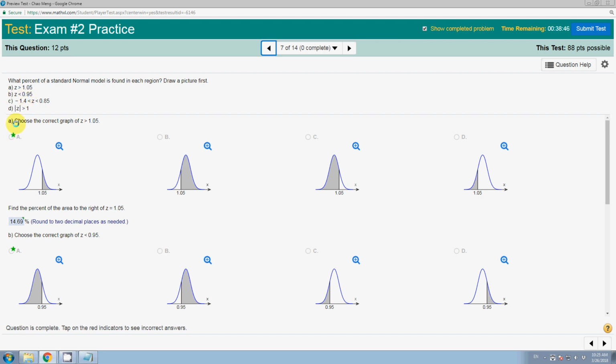The first question, choose the correct graph of the random variable greater than 1.05, and we need to find the percent of the area to the right of z equal to 1.05. The percent of the area to the right of this value means z is greater than 1.05. We need to calculate the probability and find the model or the graph. So let's get some help from the normal calculator.